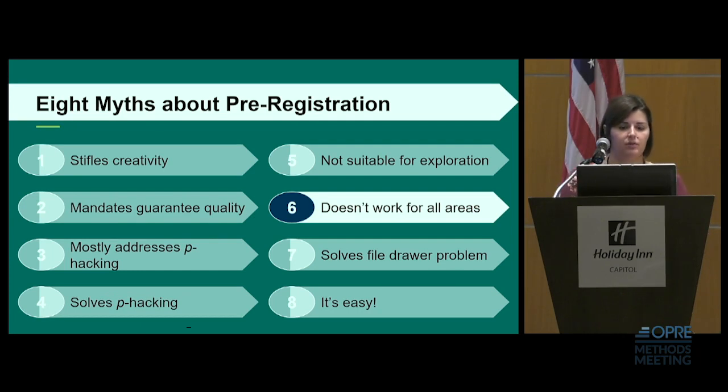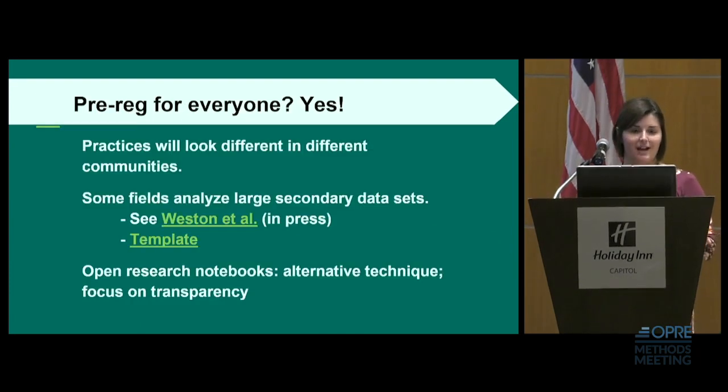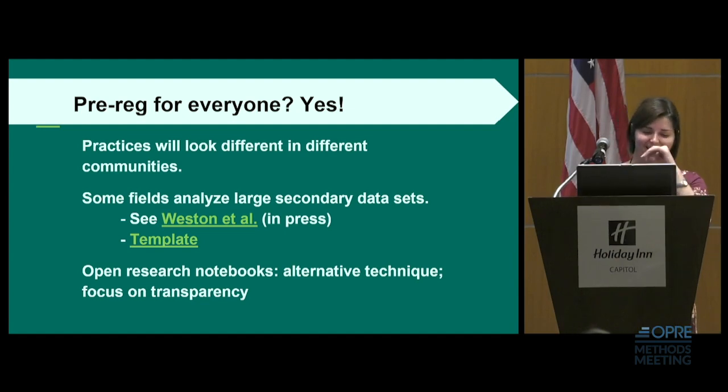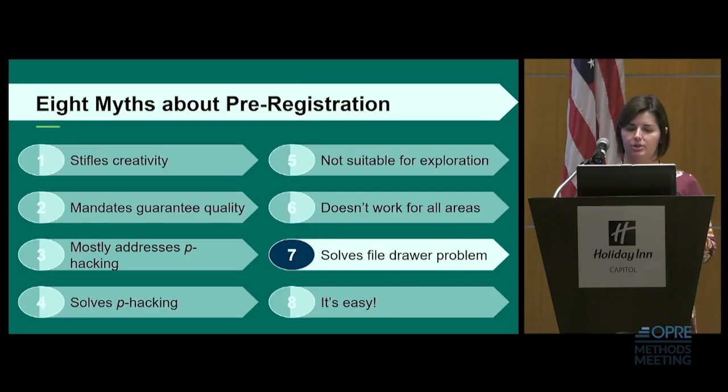Is pre-registration only for simple experiments? No, it's not. There are large areas of social science that analyze secondary data sets or, what do I want to call that, not quantitative, qualitative, there we go, qualitative data. And these practices are going to look different in those different communities. But there are alternative techniques such as open research notebooks that could achieve some of the same goals as pre-registration, with practices that fit that type of research.